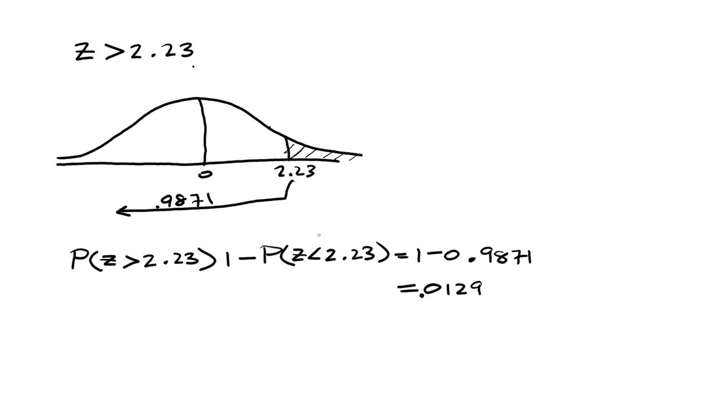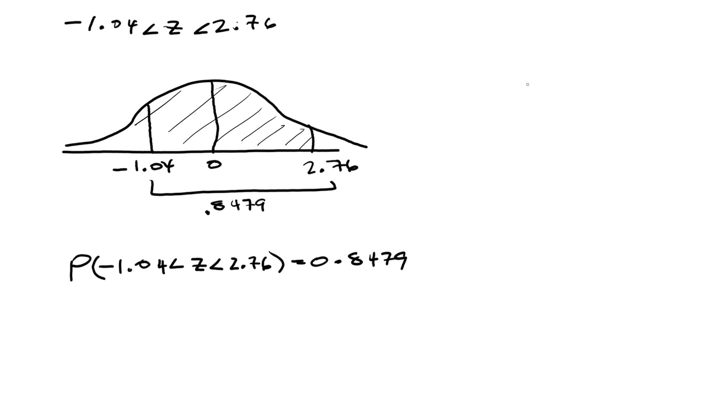To get the other side, I just have to remember that the entire curve is equal to 1, so I do 1 minus the probability I just found, and I get 0.0129. So if I'm looking for the probability that z is larger than a number, I do my normal calculation, get the probability that z is less than that number, and then take 1 minus that probability. All right, one more here, the between problem.